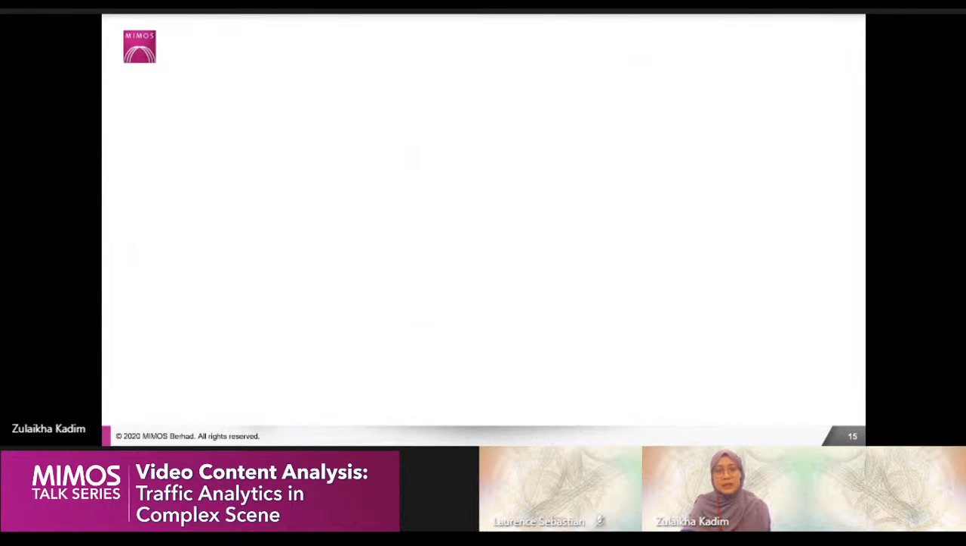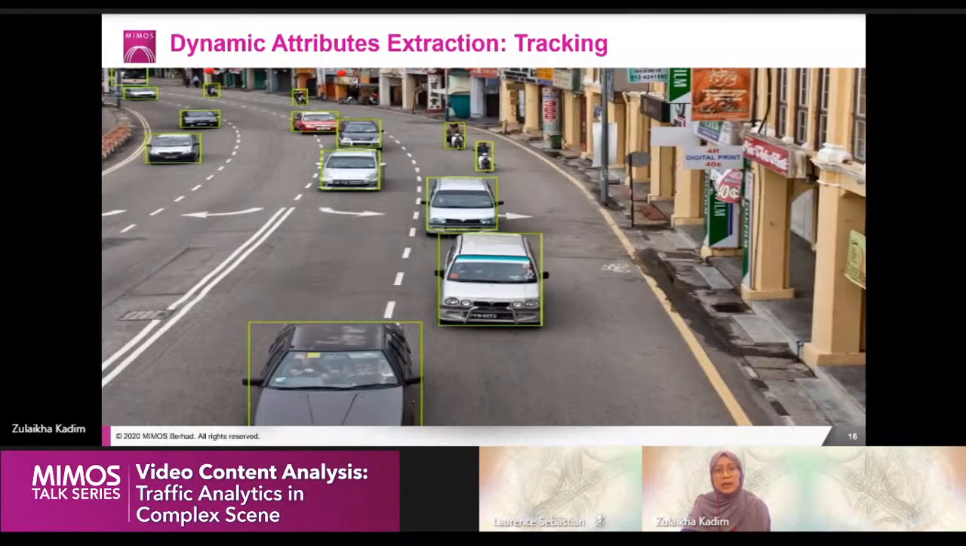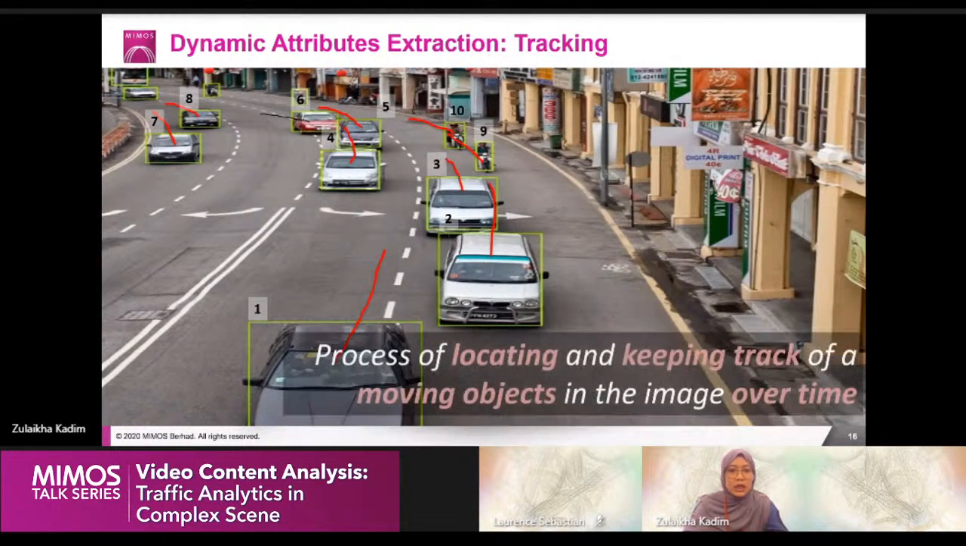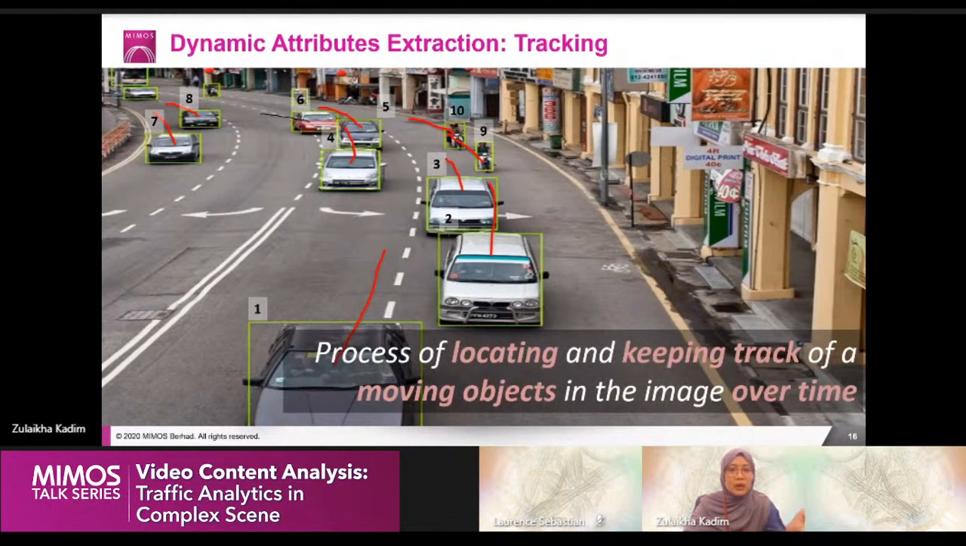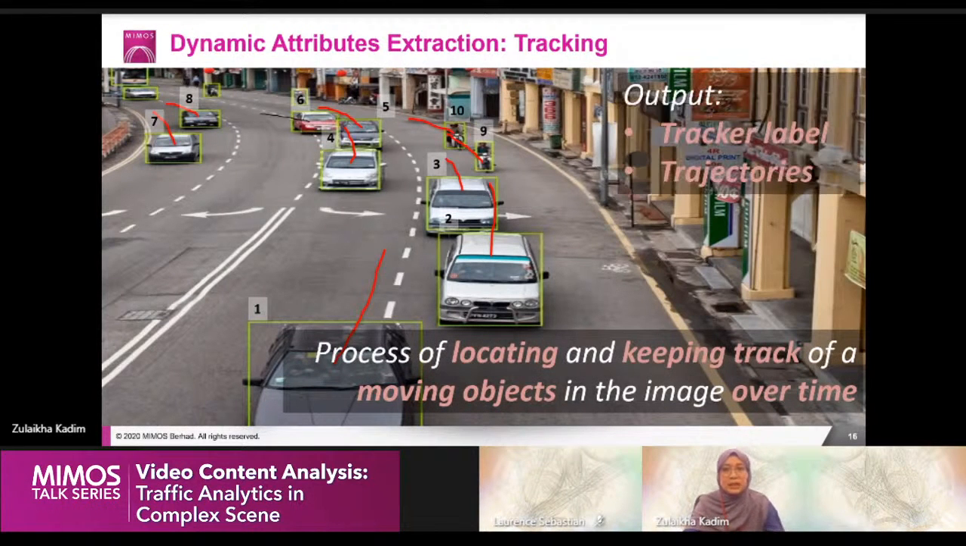Okay, we have done with the detection. So the next process is to do the tracking. So what is tracking? Given these images, I mean the output from the object detection, the locations of the objects detected in the image, object tracking is to locate and keep track of the object in the image over time. For example, the output of the tracker is the tracker label, which is the number I showed on top of the vehicle's box, and also the trajectory.